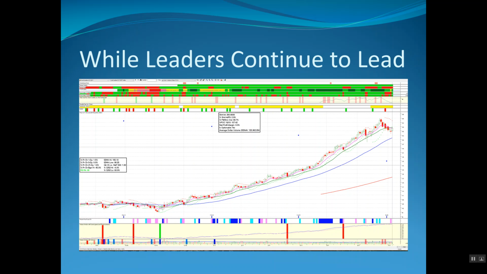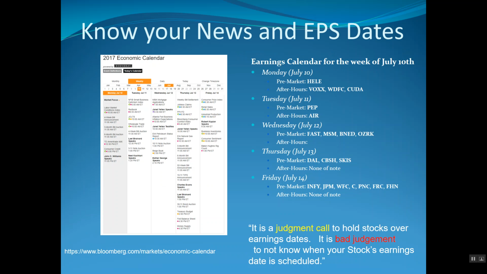Great leaders pull back frequently to the 17-day moving average. Most leaders at some point pull back to the 50-day moving average, which is called free parking. Stocks or index groups that break below the 50 are probably not leaders anymore. Know your news and earnings.